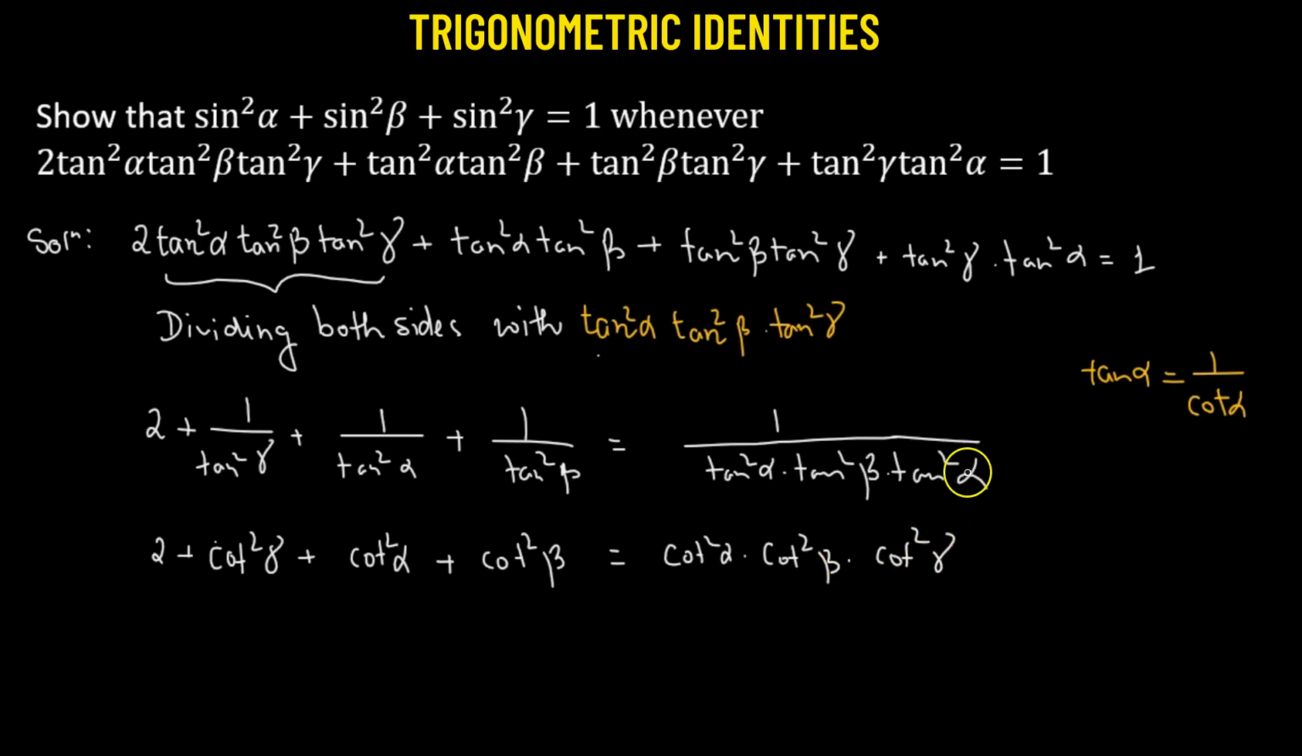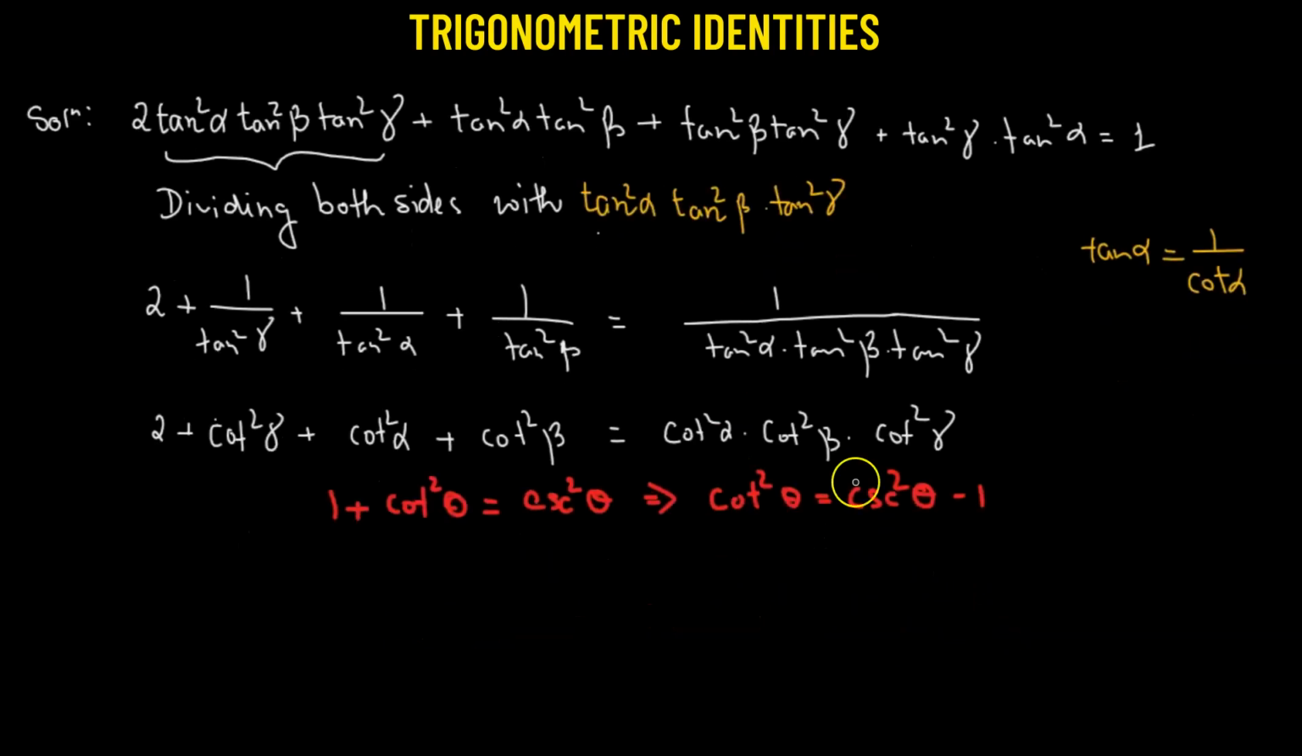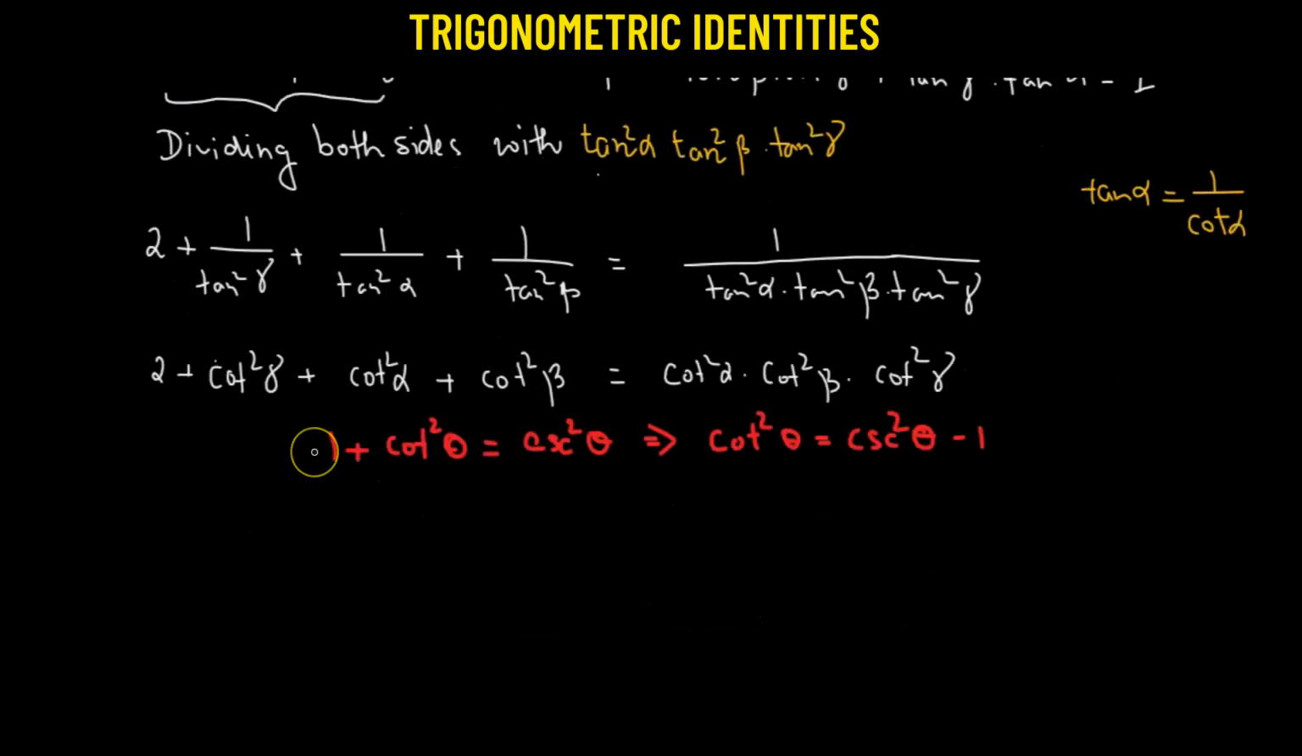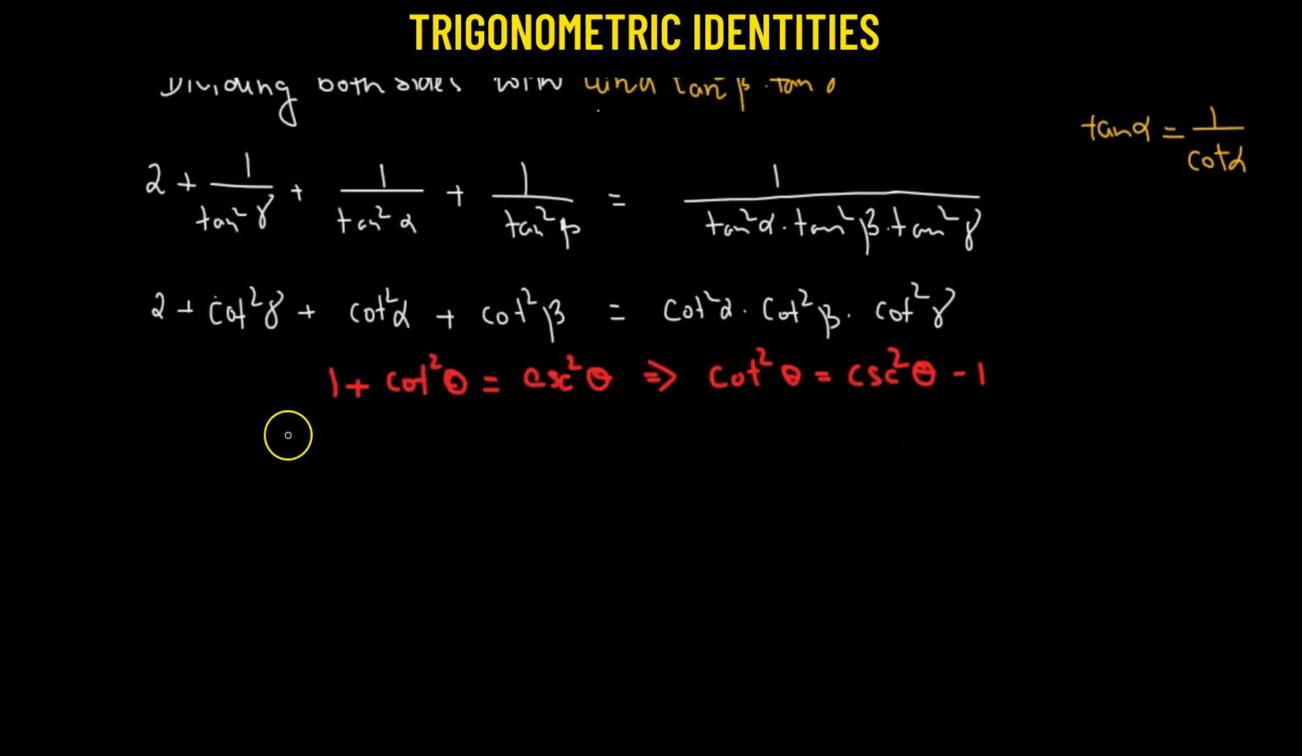Now we are going to use another identity. We know for a fact that 1 plus cotangent squared theta equals cosecant squared theta, which means cotangent squared theta can also be expressed as cosecant squared theta minus 1. Now wherever we have cotangent squared, we're going to replace it with cosecant squared minus 1.